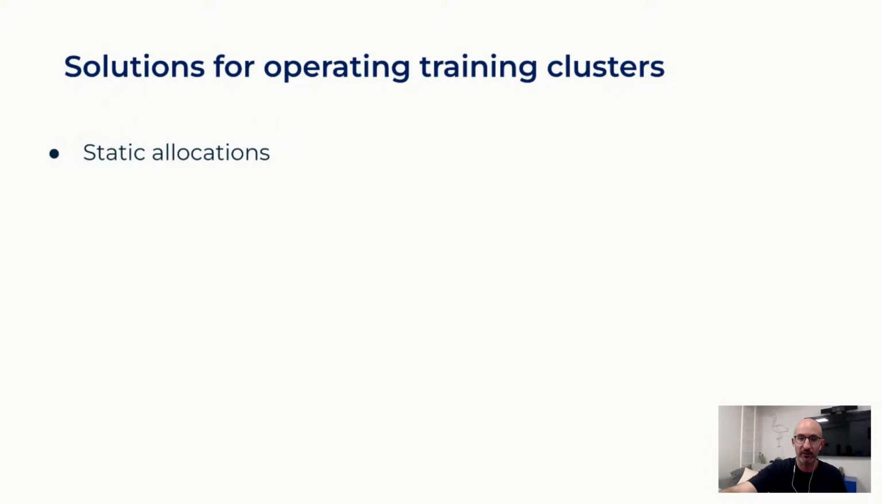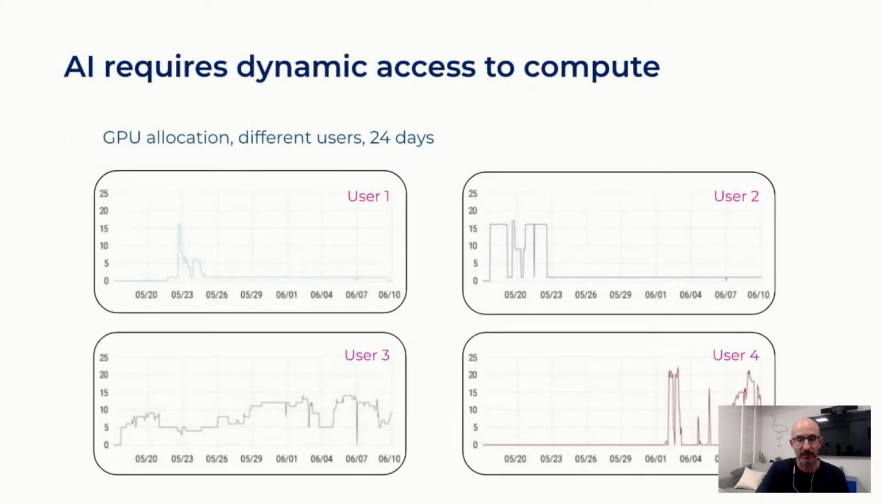What we see first is a very straightforward, simple solution of just giving static allocations to users. For example, each user is getting a whole machine in the cloud, or each user is getting a whole workstation next to their desk. So static allocations are a simple way to allocate resources. But AI, as we see, requires dynamic access to compute.